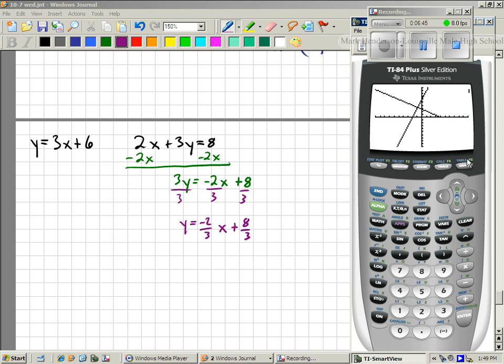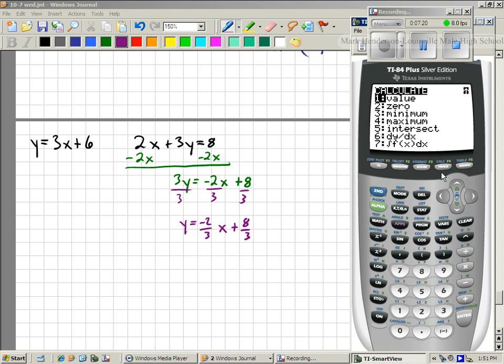How many of yours do not look like mine? Okay, so here's what we want to do to fix that. You only have to do this once. You hit window, you hit zoom, go down to number 6, which is standard. And that changes it to 10 in every direction. I just want you to leave it like this for right now because that's what your homework is going to be. Yeah? Okay.